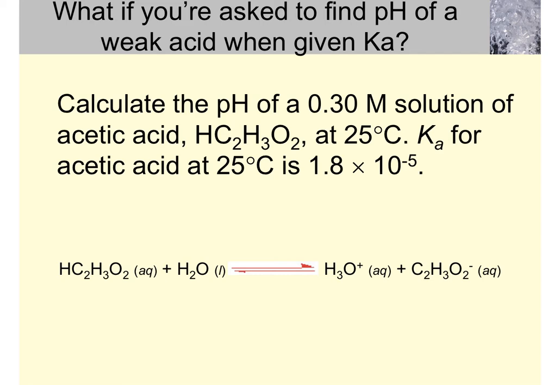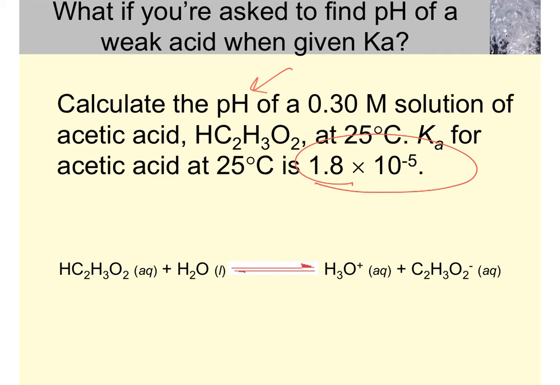Let's shake up the wording of the problem. This is still working with a weak acid and setting up an ice table, but do you remember the one we just did? They gave us the pH and they asked us to find Ka. What if it's the other way around? What if they give us the Ka and ask us to find pH?